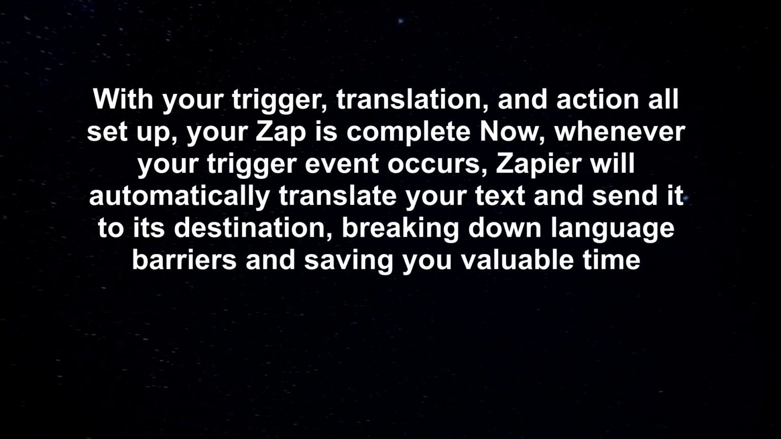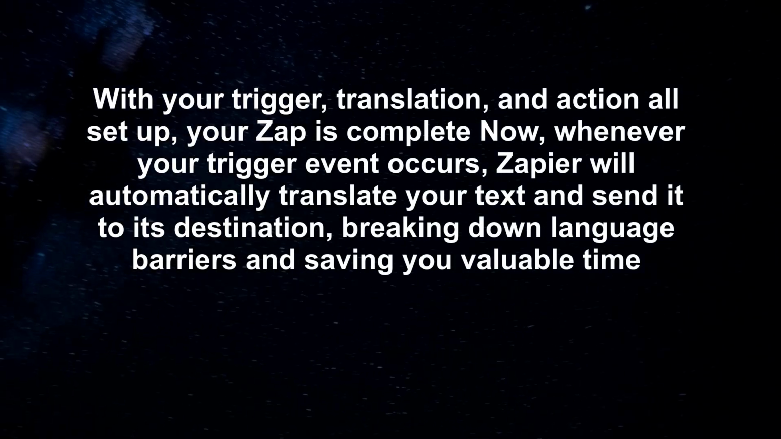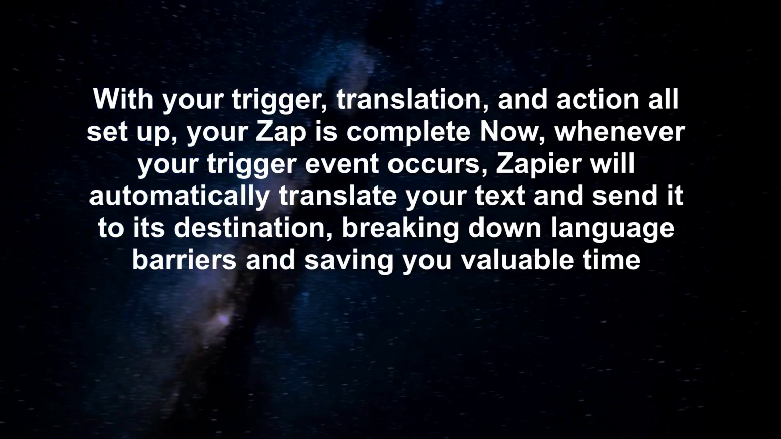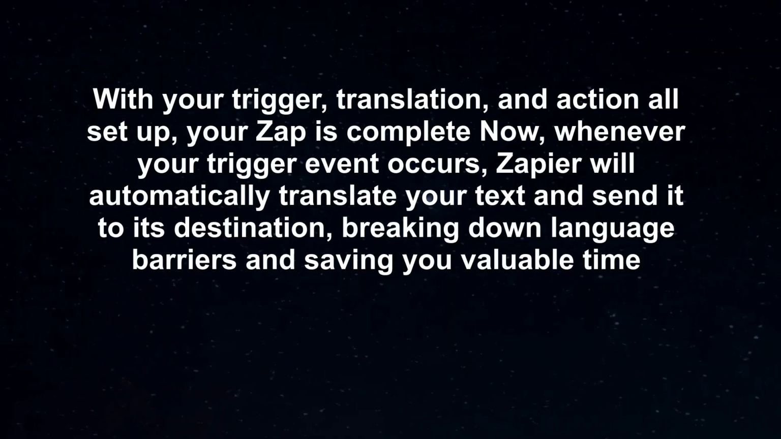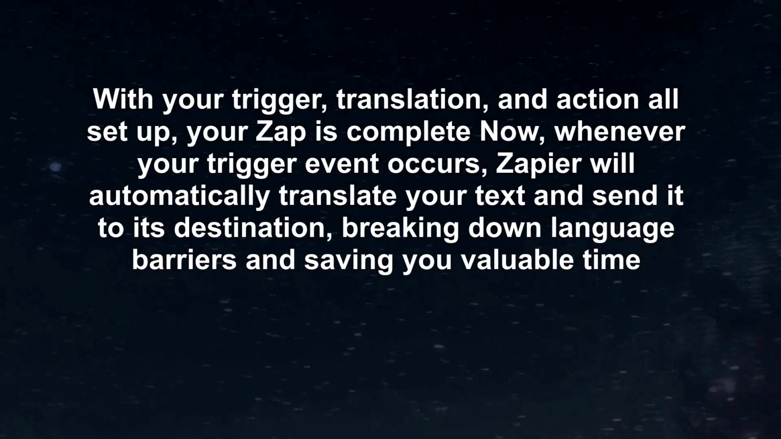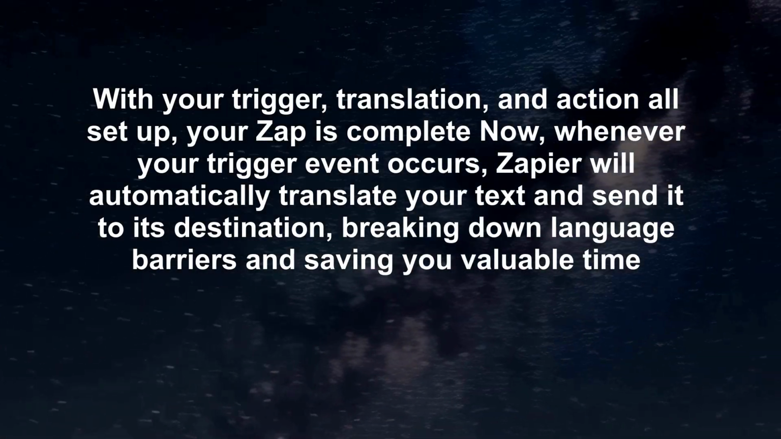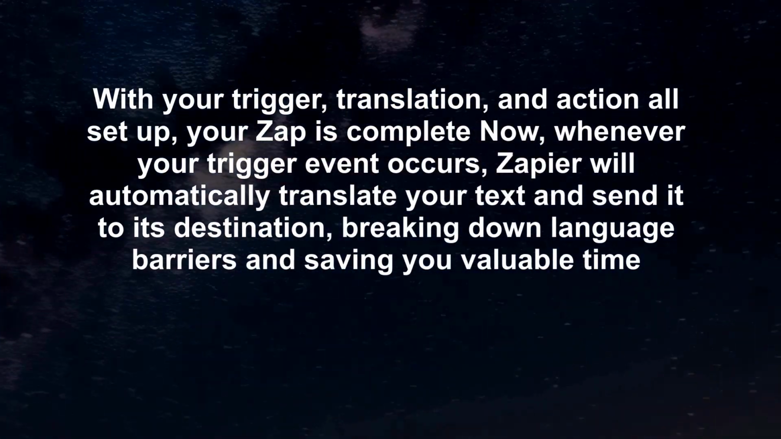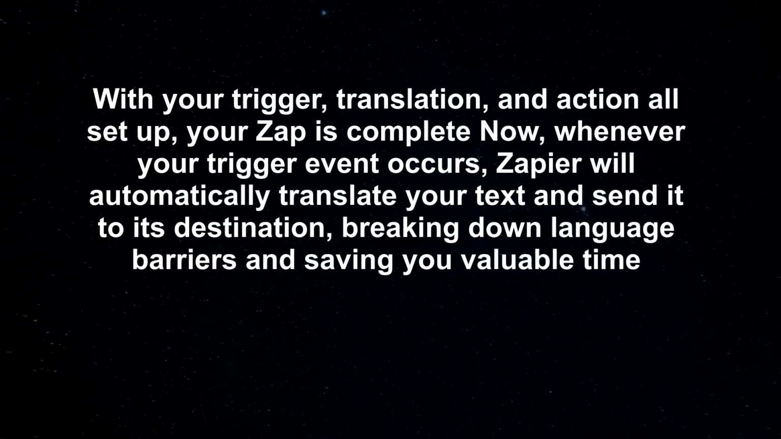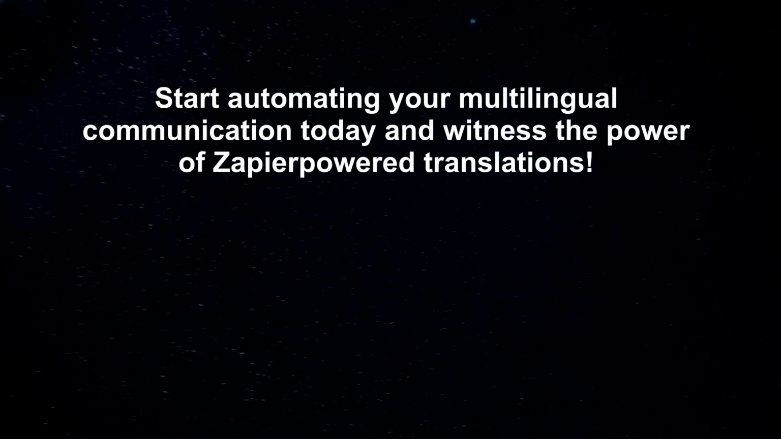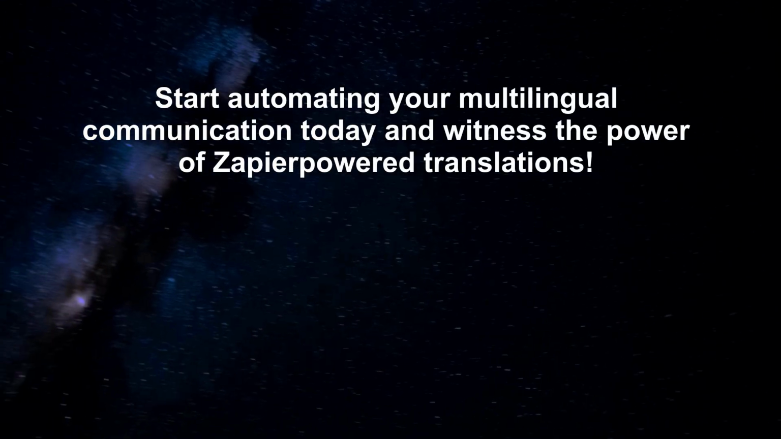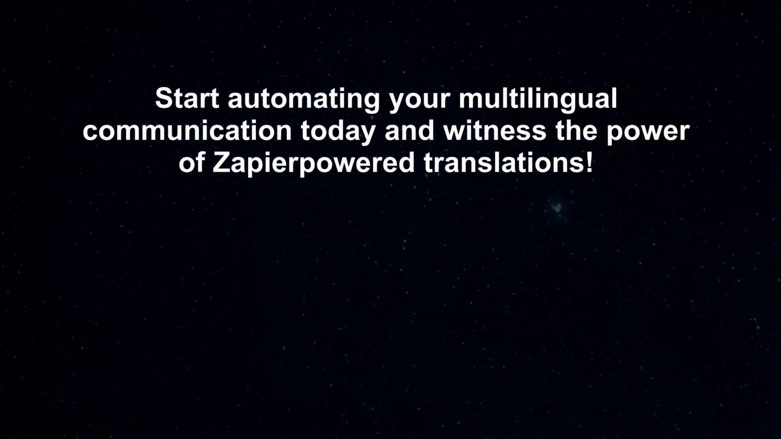With your trigger, translation, and action all set up, your Zap is complete now. Whenever your trigger event occurs, Zapier will automatically translate your text and send it to its destination, breaking down language barriers and saving you valuable time. Start automating your multilingual communication today and witness the power of Zapier-powered translations.